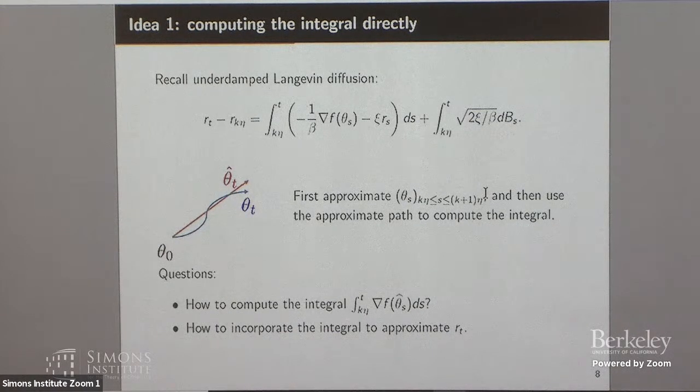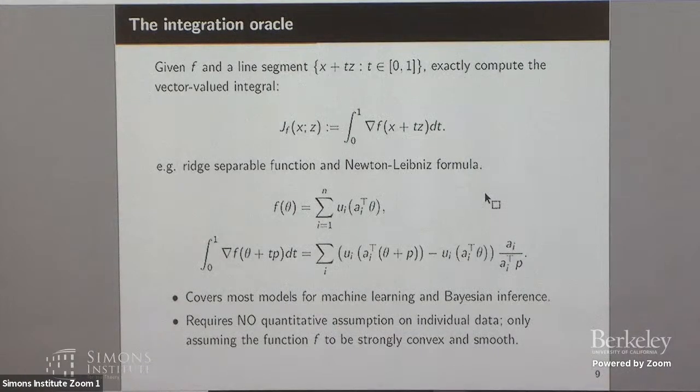First, under what kind of assumptions can we explicitly compute this integral? This is, of course, a question. And the second question is, even if you are able to compute this integral explicitly, how can you incorporate it into the stochastic differential equation that you are trying to solve and actually get a better sampling algorithm? For the first question, the answer is relatively simple.